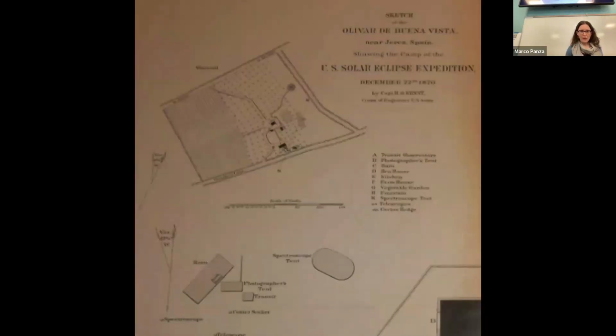There's the map of their camp for the US Eclipse Expedition, again just to give you an idea of the scale of these things, the number of people who are there.